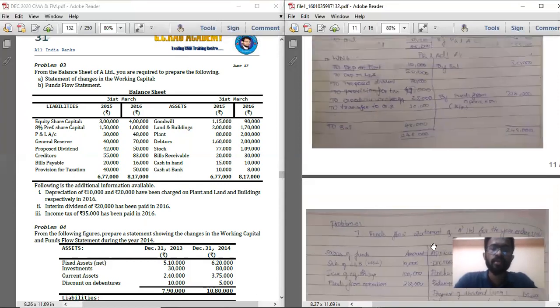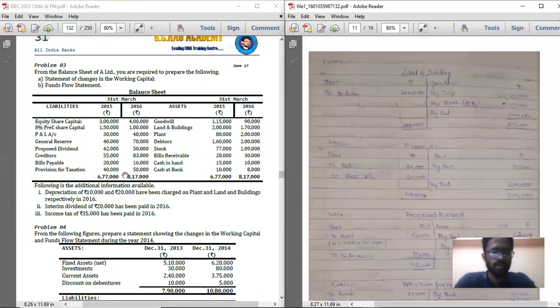Next working note: they have given depreciation for land and building and plant. So for plant you should calculate a separate account, and for land and building a separate account. Land and building and plant are assets, so opening balance on the debit side, closing balance on the credit side, and depreciation is an expense, so you put it on the credit side. So by depreciation, the remaining balancing figure is nothing but by bank.